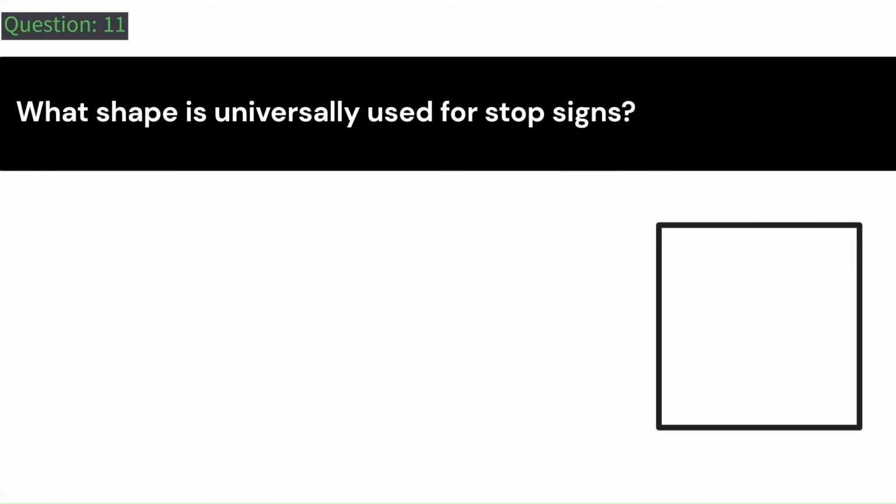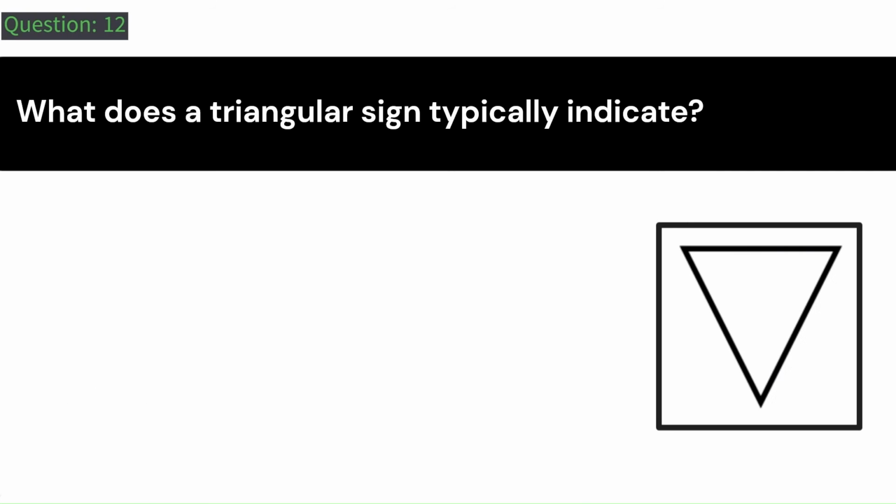What shape is universally used for stop signs? A. Triangle. B. Circle. C. Octagon. D. Rectangle. Answer: C. Octagon. What does a triangular sign typically indicate?